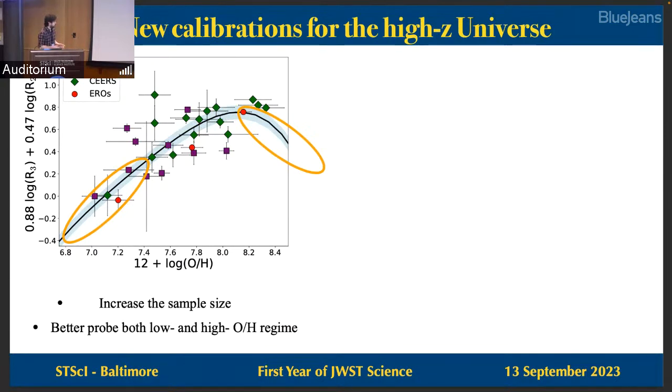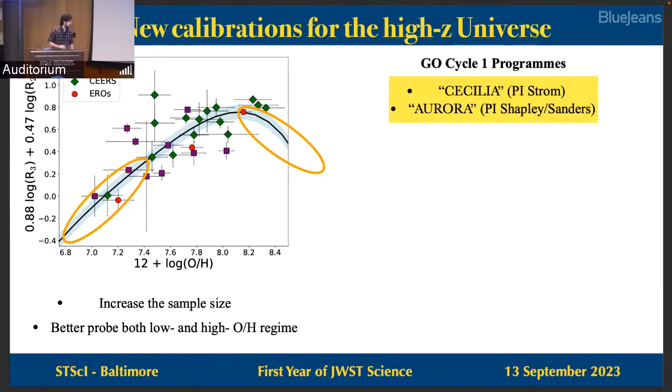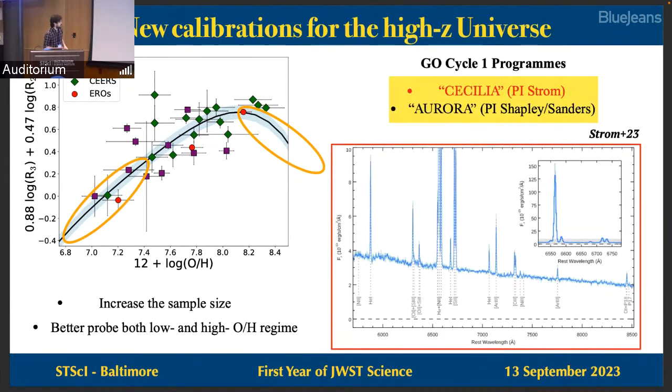But of course, it would be good to increase the sample size of auroral line detections at high redshift to better probe the metallicity parameter space and better characterize the evolution of the strong-line diagnostics. In this sense, several programs were approved and observed in cycle one to do exactly this. For instance, Allison Strom recently published the first stacked spectrum from the CECILIA program, revealing a plethora of beautiful faint emission lines.